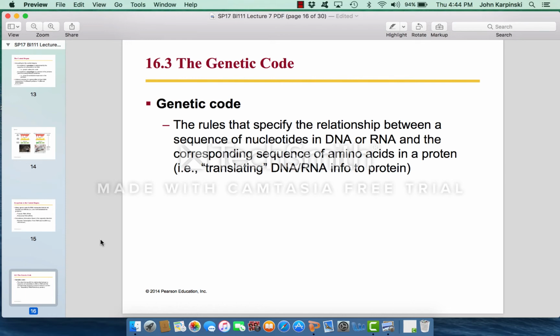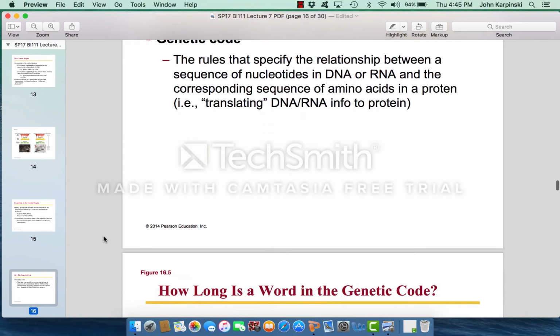How many bases, nitrogenous bases, code for one amino acid? Does one nitrogenous base code for one amino acid? Is it two for each amino acid, 3, 4, etc., etc.? So how does this process actually work?